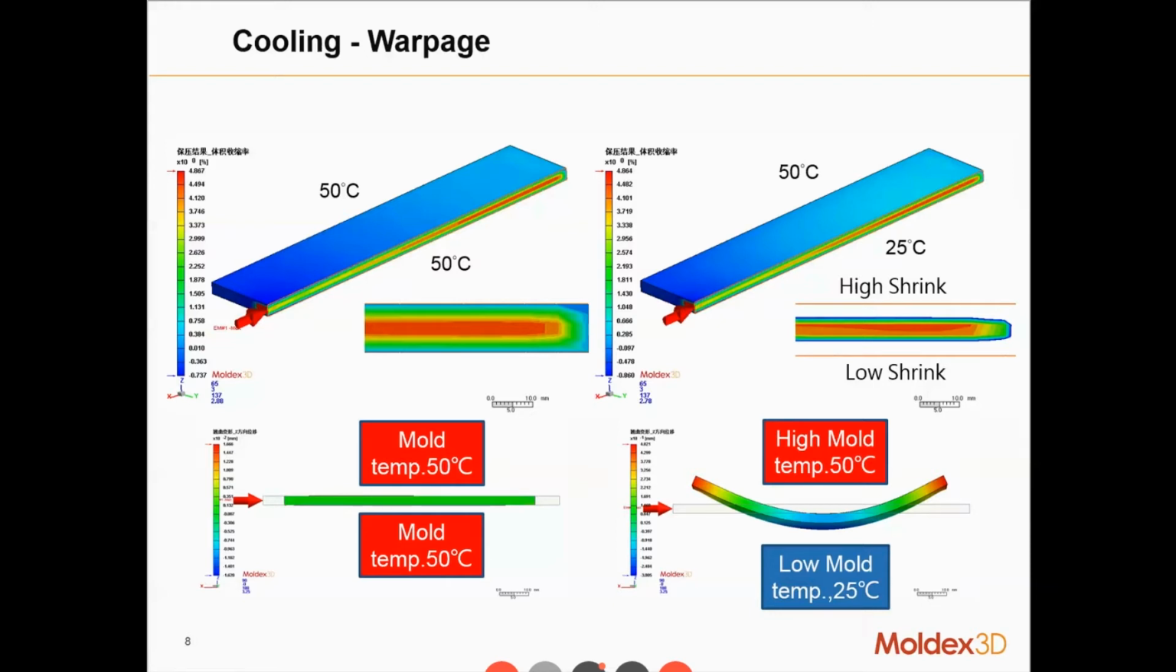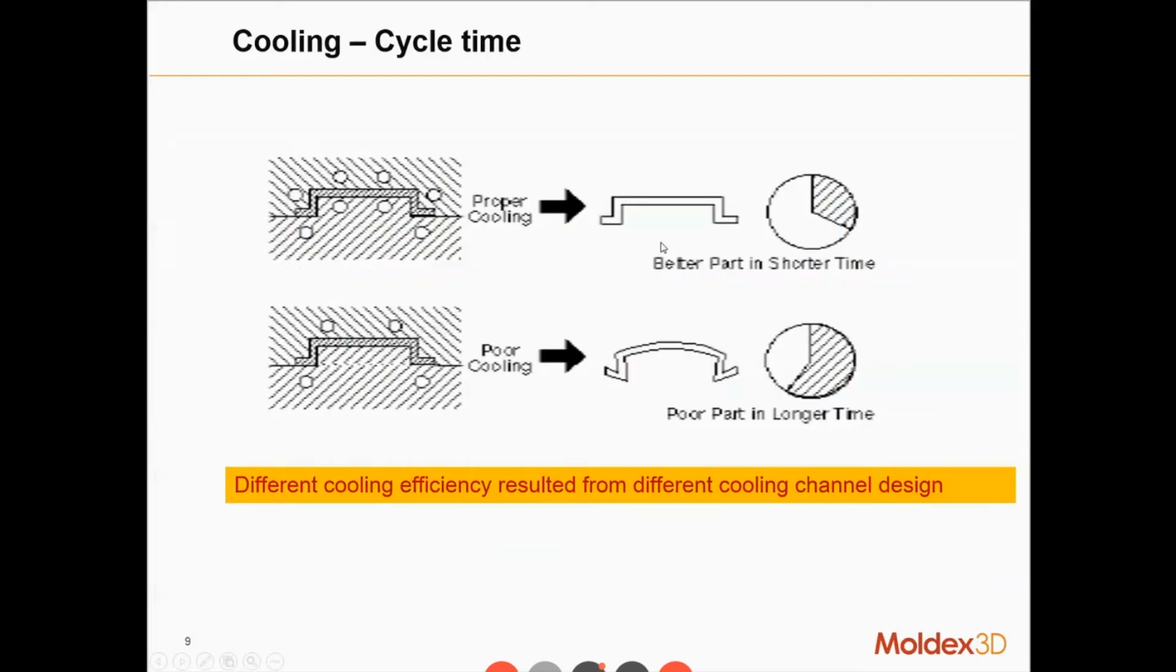Okay, so one thing to note is that in the temperature control system, in theory, we want to ensure that the temperature distribution in the mold is uniform. The other thing is cycle time.